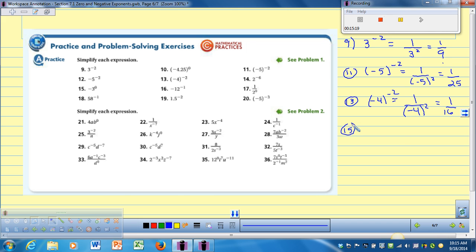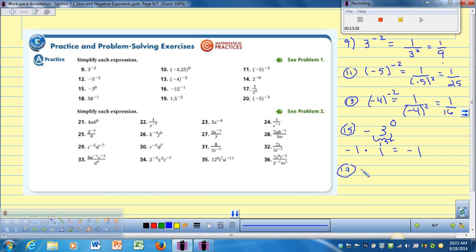15 we have to be careful. Negative 3 to the 0. You see that we have no parentheses around negative 3. So that means this happens first, and then we multiply by negative 1. Okay? So 3 to the 0 is what? 1. And then we do negative 1 times 1 is negative 1. This negative is not being raised to the 0 because there's no parentheses around it. Okay? That's 15.